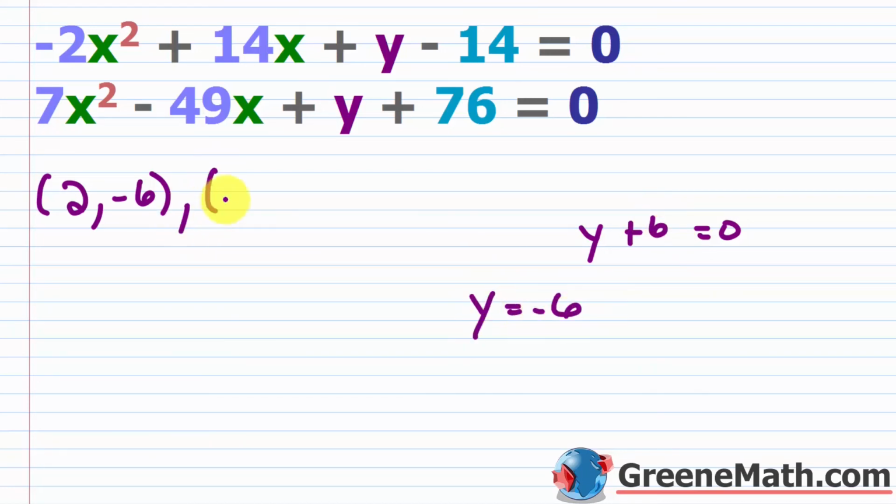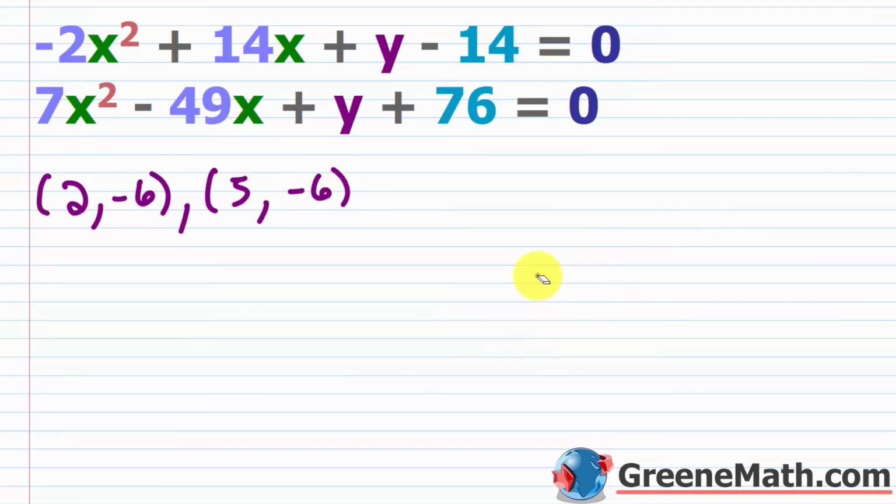So the other solution would be 5, comma, negative 6. So we have an ordered pair, 2, comma, negative 6 that works. And again, it works in each. You can stop the video and check. And then 5, comma, negative 6, that works as well. Again, you can pause the video and check that.